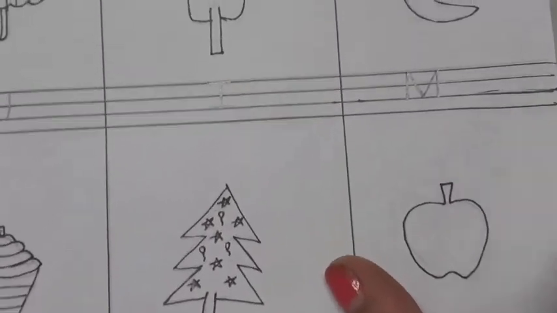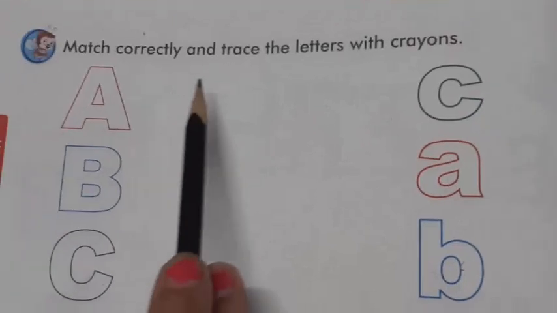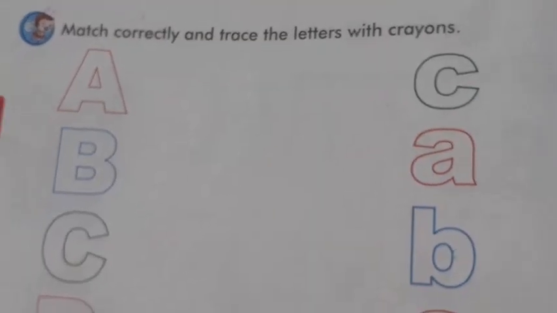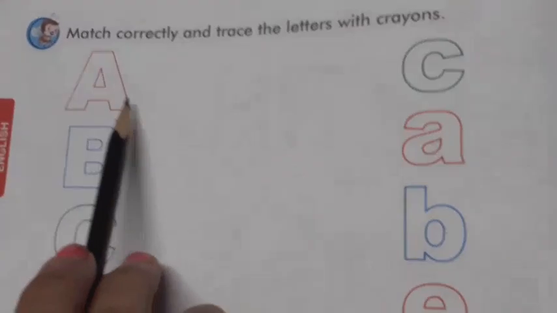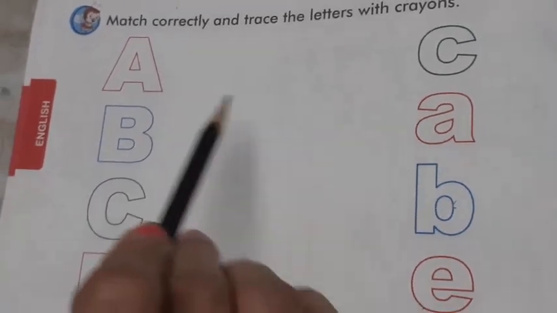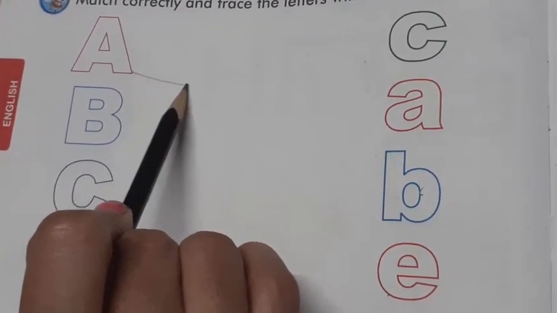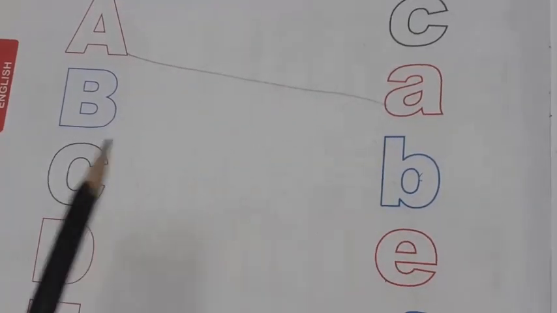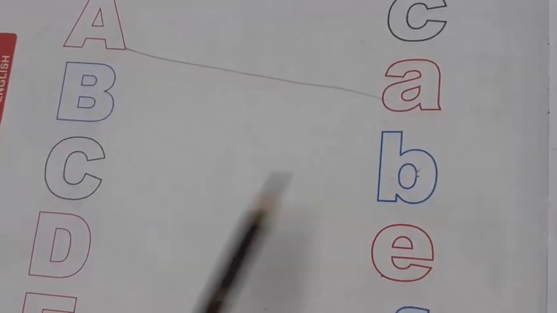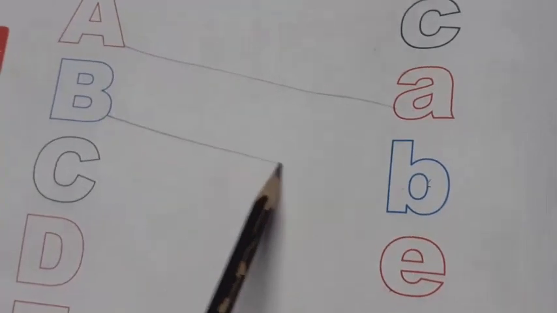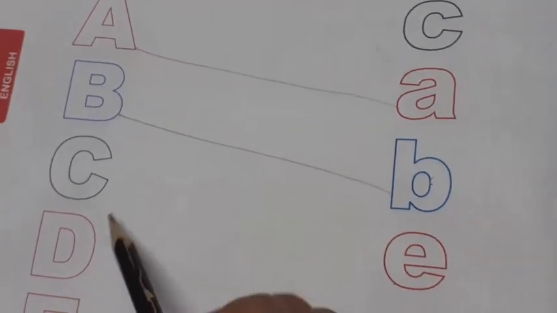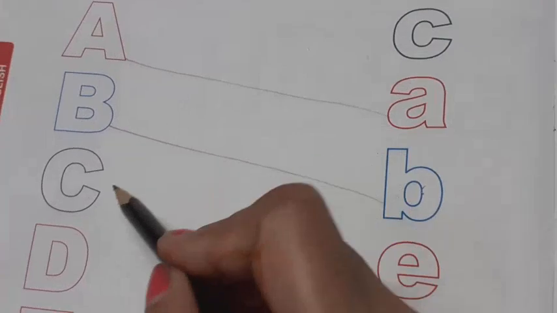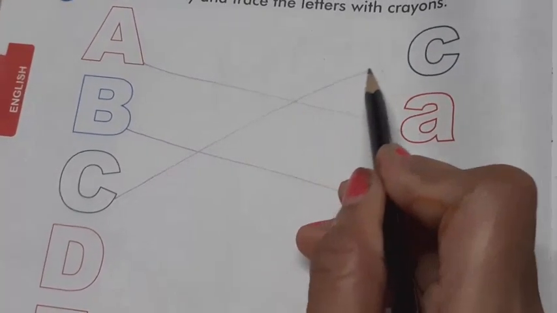Children, now take out your Cardova term 1 book, take out page number 22. Okay, now see here children, what we have to do. We have to match correctly and trace the letters with crayons. Okay, so see here, this is capital A and this is small a, so let's match capital A with small a. Okay, this is capital B and this is small b, let's match capital B with small b. Okay, this is capital C and small c, let's match capital C with small c.